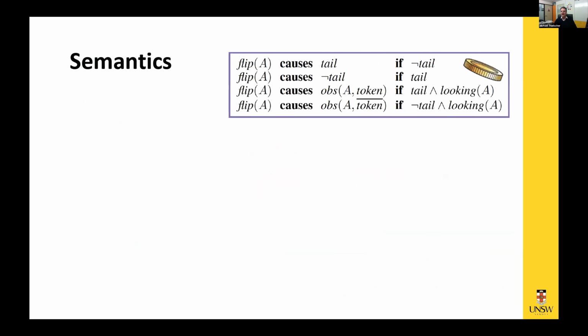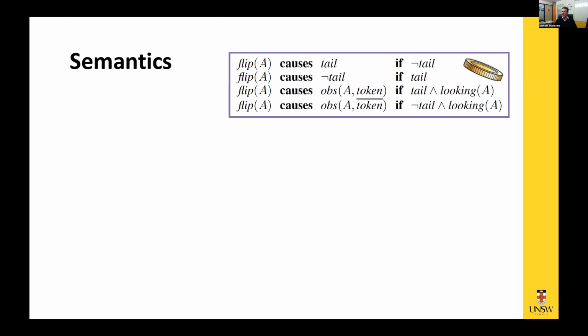We have then defined a semantics, and for the example that I had on the previous slide, it's going to be a bit too large. So I'm using a much simpler example, a standard example of an agent A flipping a coin, which has the standard physical effect. And here we also have an observational effect. If the agent is looking at what the agent itself is doing, then the agent gets a corresponding observation.